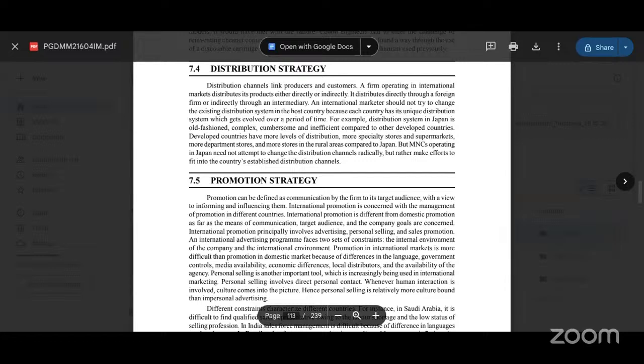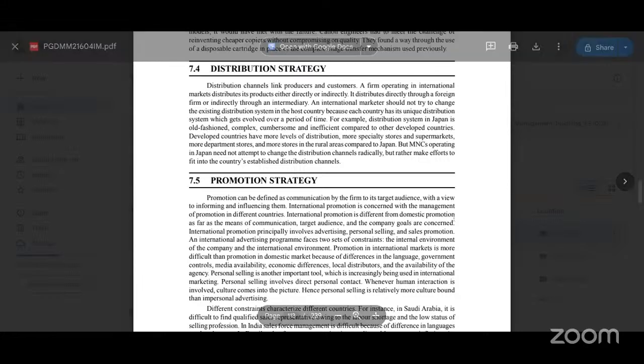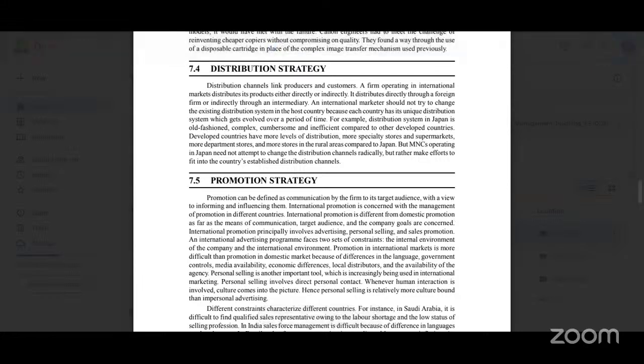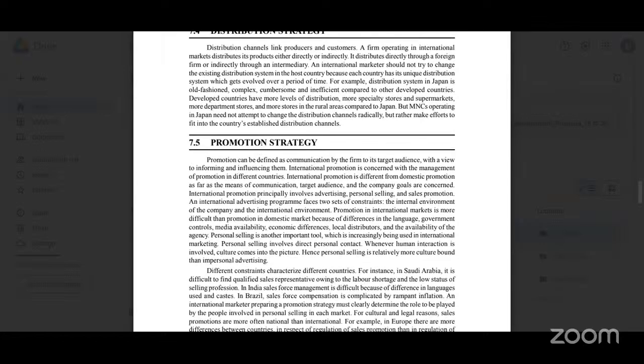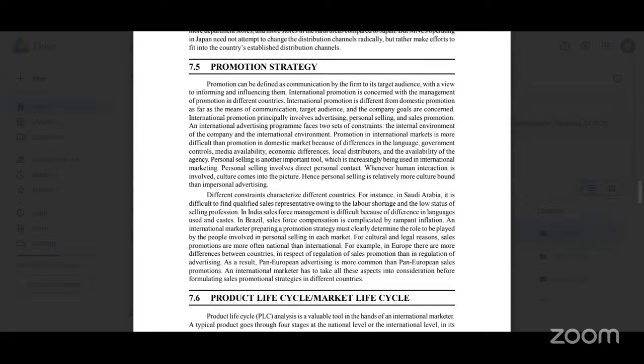There are also several other factors which hinder its performance overall. So, if you are looking at MNCs operating in Japan, they need not attempt to change the distribution channels radically. However, they need to make their efforts focused in such a way that they fit into the country's established distribution channels. So the third one that we are going to consider is the promotion strategy.